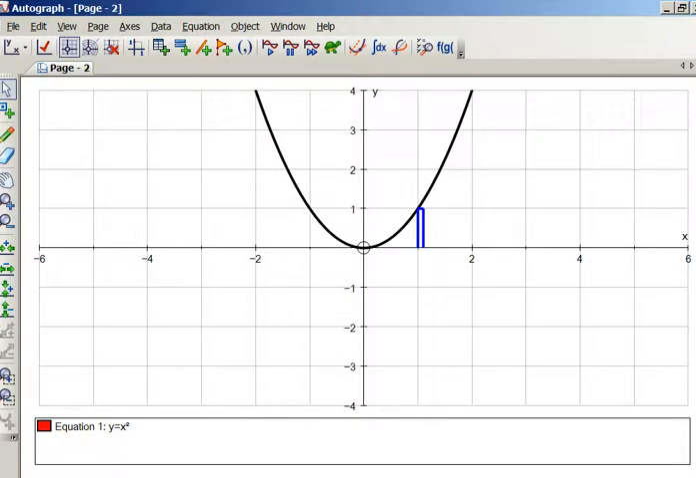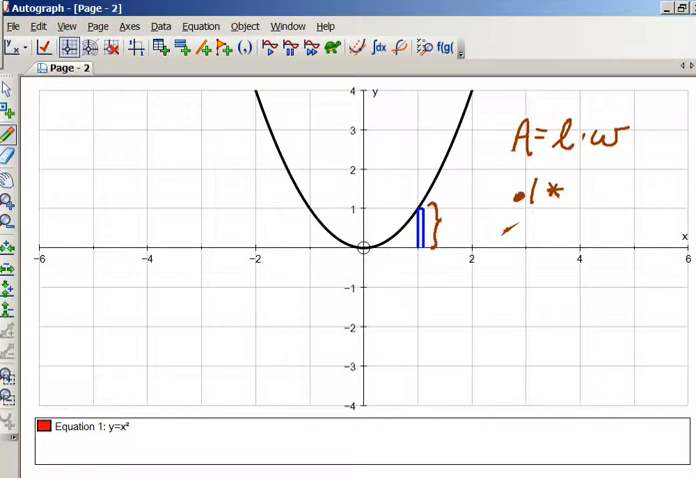You know from basic geometry that the area of a rectangle is length times width, or base times height. So the problem is, what's the height? We already know the base is 1/10. So the area of that little blue rectangle is 1/10 times the height. Well, the height is the distance from there to there.